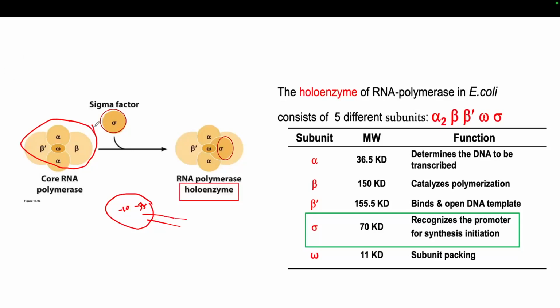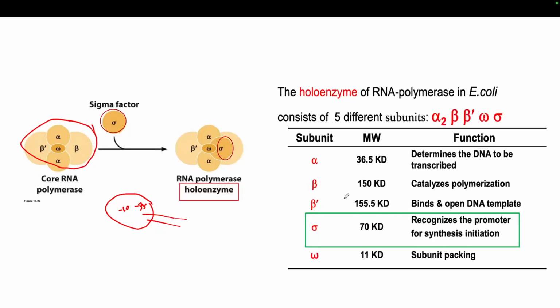Once this sigma factor is added into this complex, it is called the holoenzyme. And these are the functions: the alpha subunit will determine which DNA should go for transcription, and it will organize all the other subunits of the RNA polymerase.